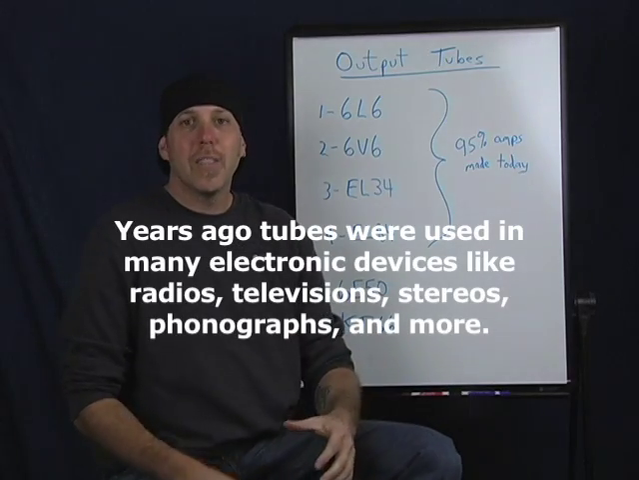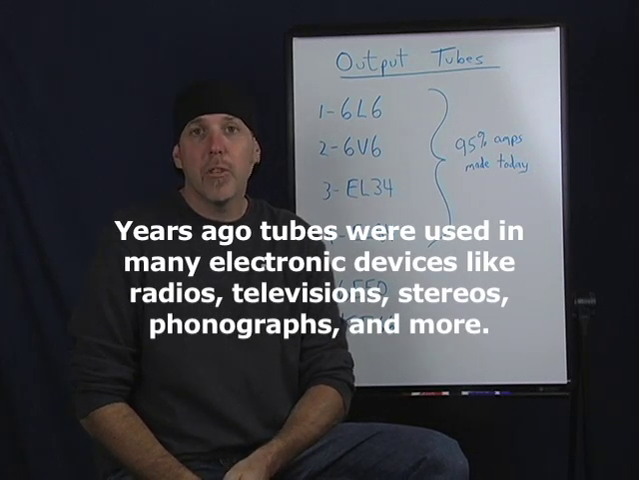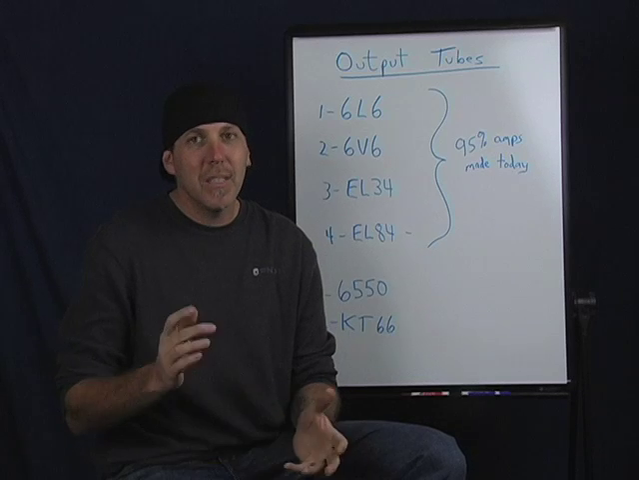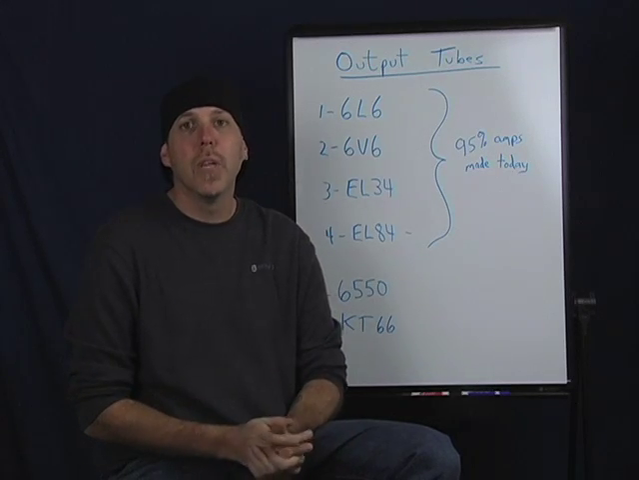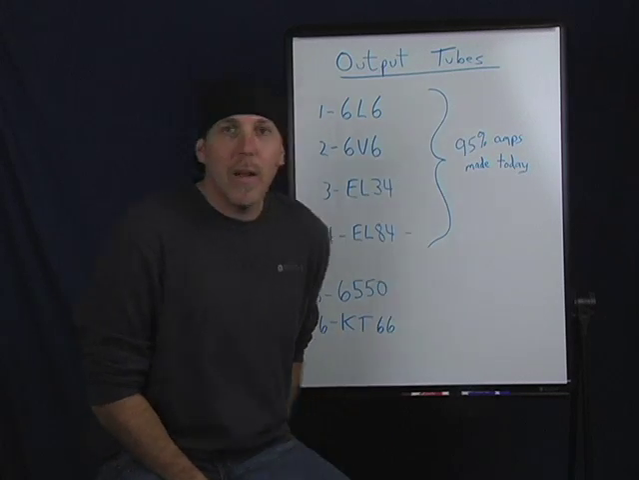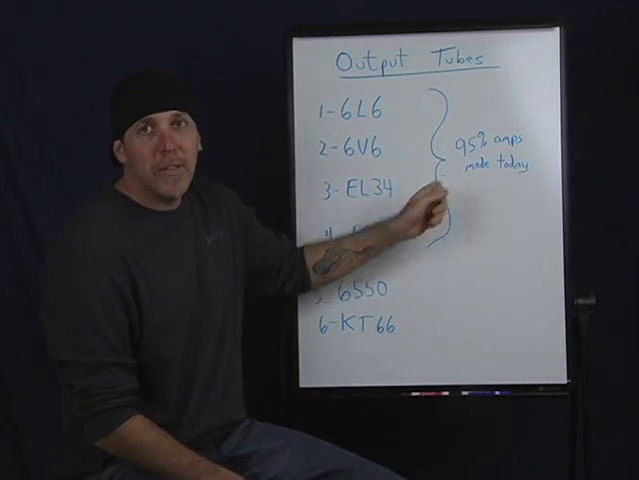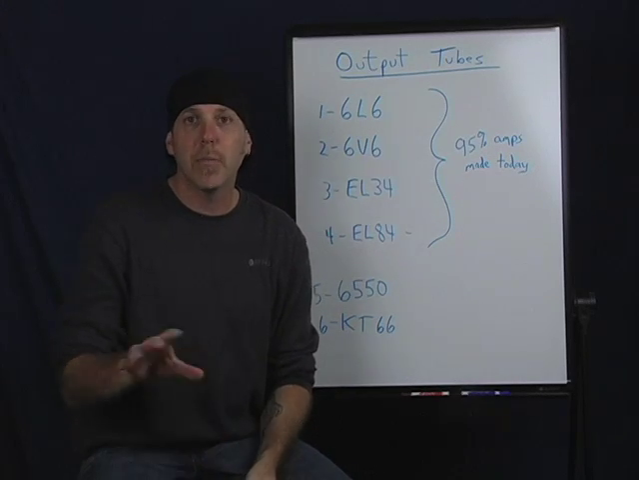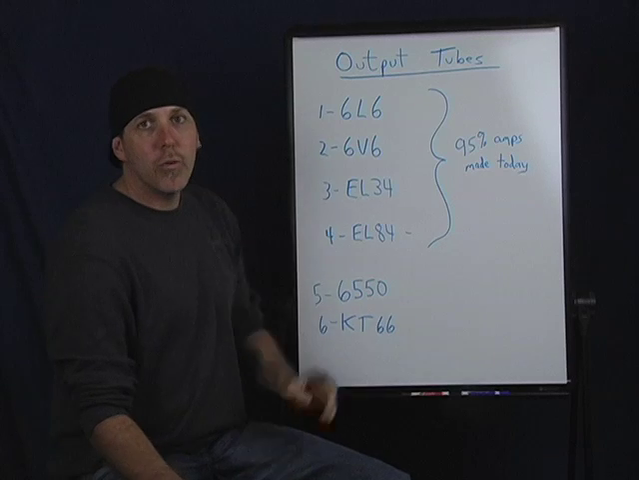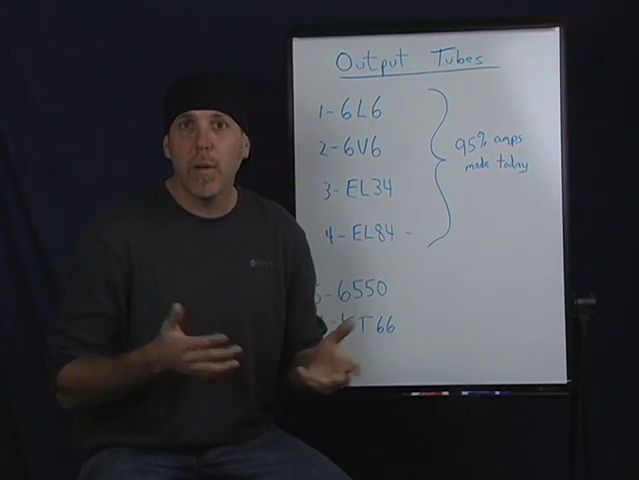Now, in the old days, with the tubes going into all that different type of equipment, there was a wide variety of different tubes that you might find. But today, for output tubes, there's basically 6 types that are the most common. And out of these 6, the first 4 you're going to find in about 95% of the amps on the market today, if not higher. So let's spend a little time going over each one of them, what makes them unique, and what types of amps you will find them in.